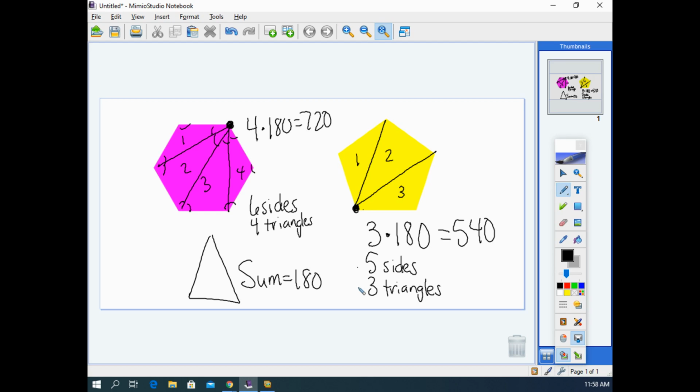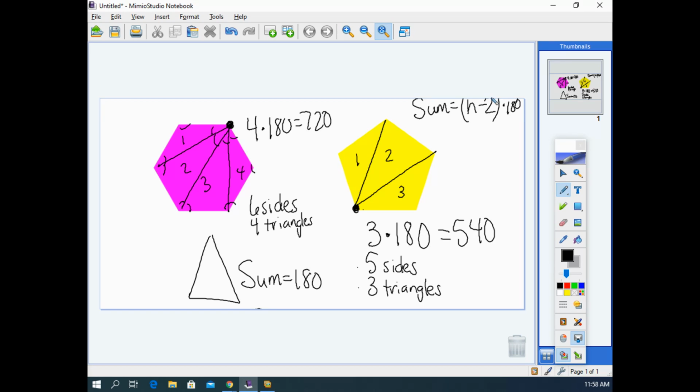So the formula looks like this. Let me write it over here. The sum will always equal the number of sides take away 2, times 180. Okay? And n is the number of sides.